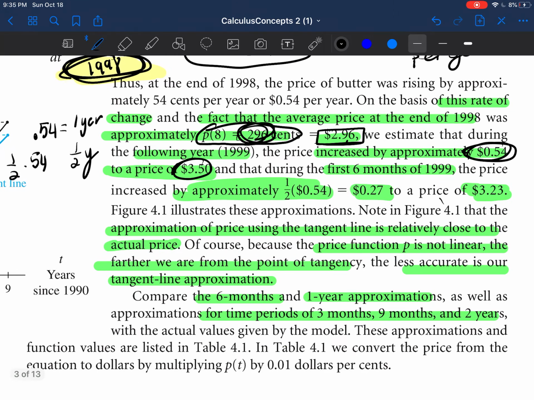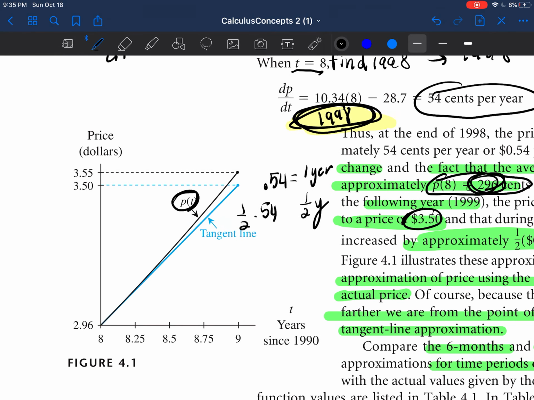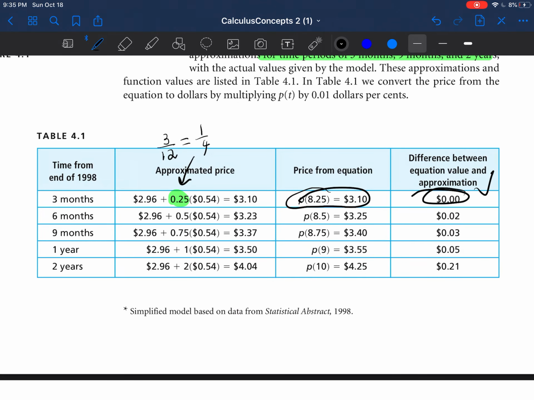So let's look at figure 4.1. What this shows is P_T, the average price of butter, and the tangent line. The tangent line is what you calculated over here. So this is where you calculated it at 8, right? So this is the concept I was talking about. The further you deviate away from the original point that you calculated, the less likely the tangent line will be accurate. That's all it is saying. And in this chart over here, that's all it is saying.